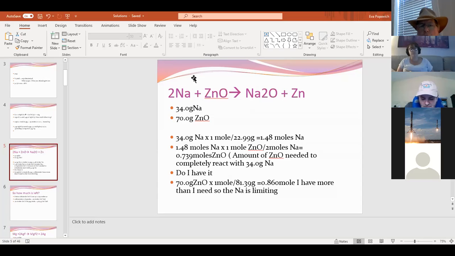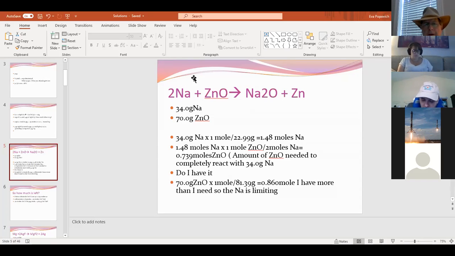I have 34 grams of sodium, 70 grams of zinc oxide. I'm going to pick my sodium and find out how much zinc oxide I need. First step, I turn my sodium into moles by taking 1 mole and dividing it by the atomic weight of sodium. So I have 34 grams of sodium. That equates to 1.48 moles of sodium.